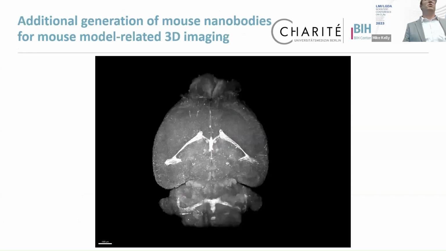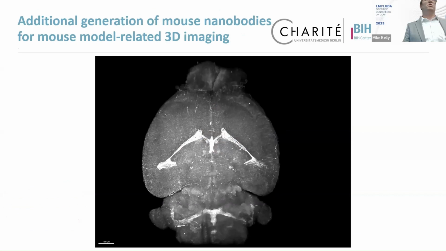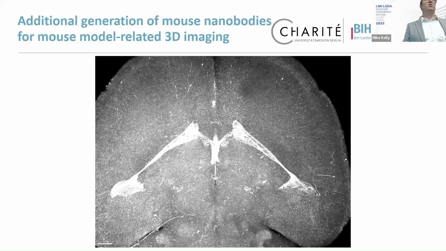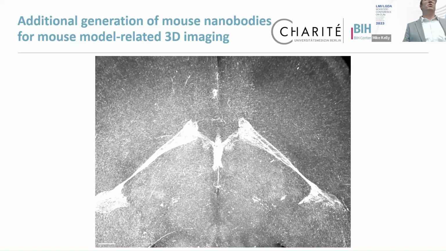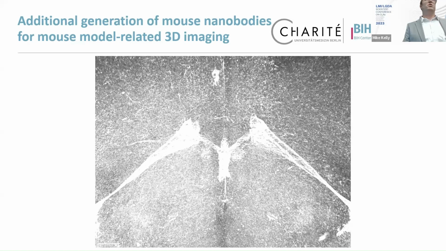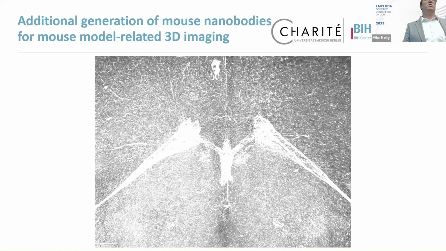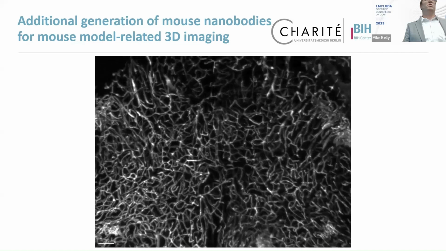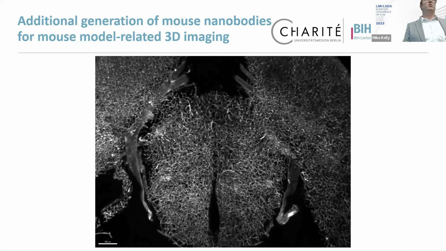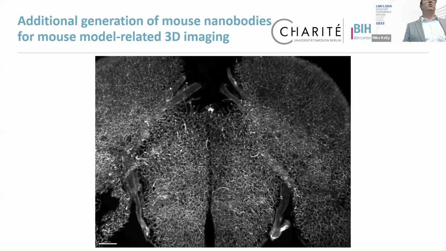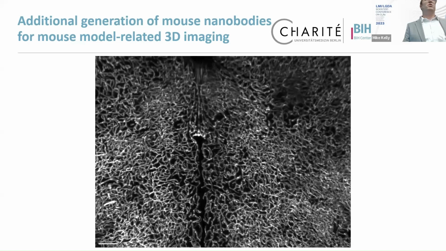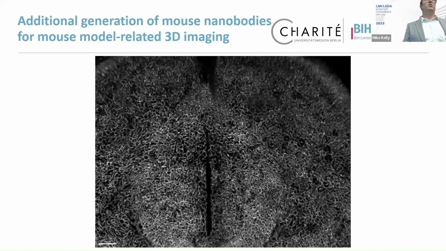And last slide, just showing a mouse brain, just to illustrate that this approach is, of course, not only possible for human tissues, but also for mouse tissues. If we have, for example, some mouse models, and here we stained CD31, it's possible to visualize the entire vasculature in this mouse brain. And yeah, we are able to phenotype and understand what's going wrong or what's going right in the tissue samples.